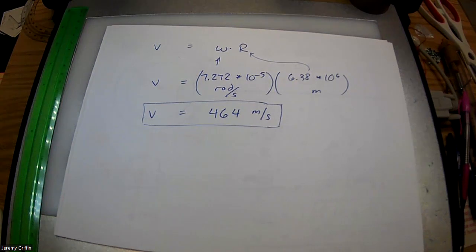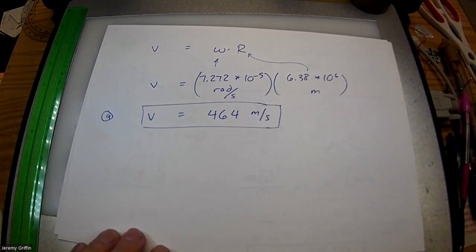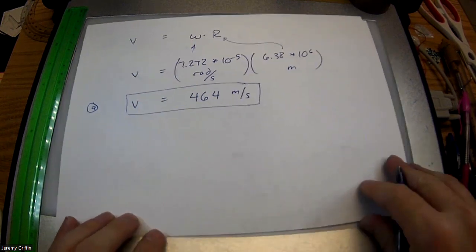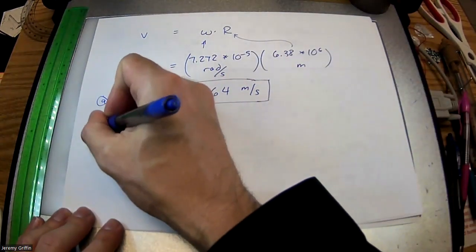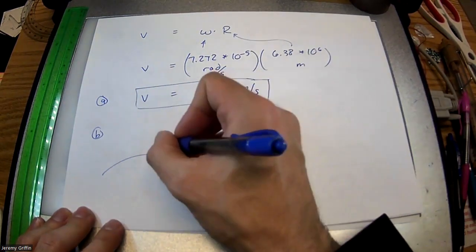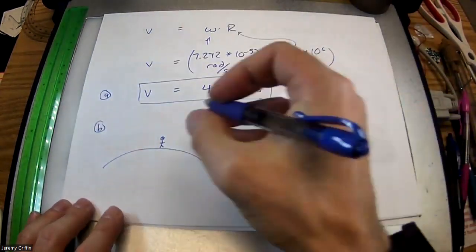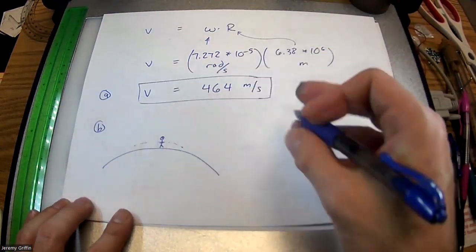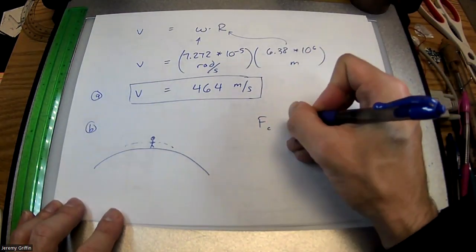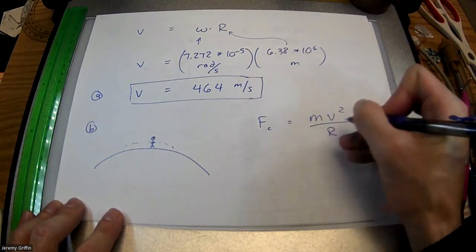That is the answer to question A. Okay. Question B. What is the force needed to accelerate a person in a circle? Suppose we're watching this person on the equator. Kind of exaggerated, right? And they're moving around in the circle. Do you guys think that centripetal force would be mv squared over r?